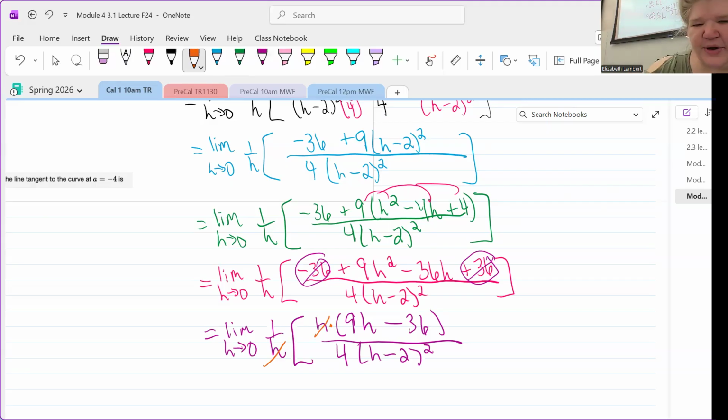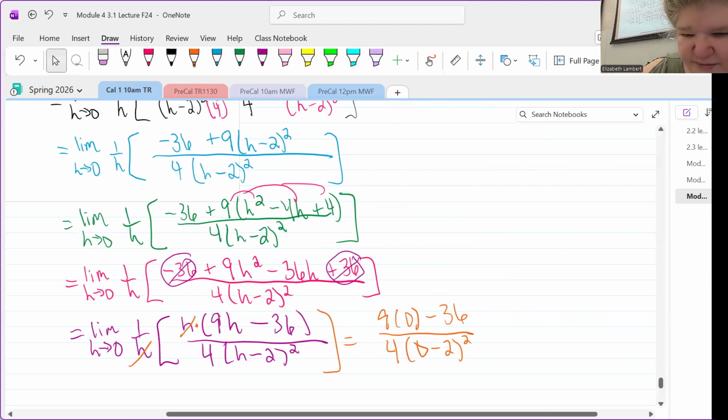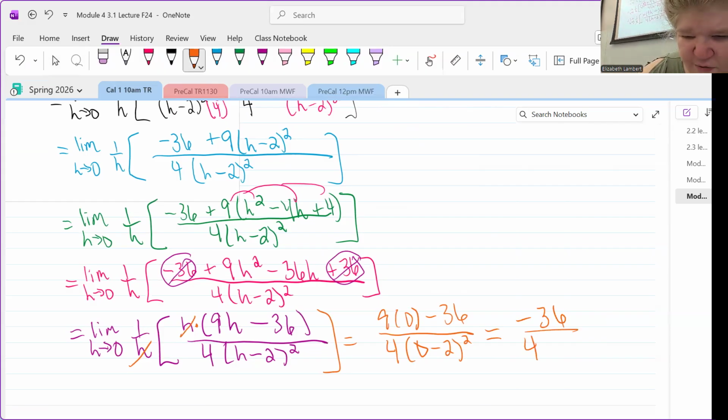Now I can plug in my 0. So now that we're substituting in 0, the limit is gone because we're doing the actual evaluation now. So this is 9 times 0 minus 36 over 4 times 0 minus 2 squared. So negative 36 over 4, 0 minus 2 is negative 2, negative 2 squared is 4.